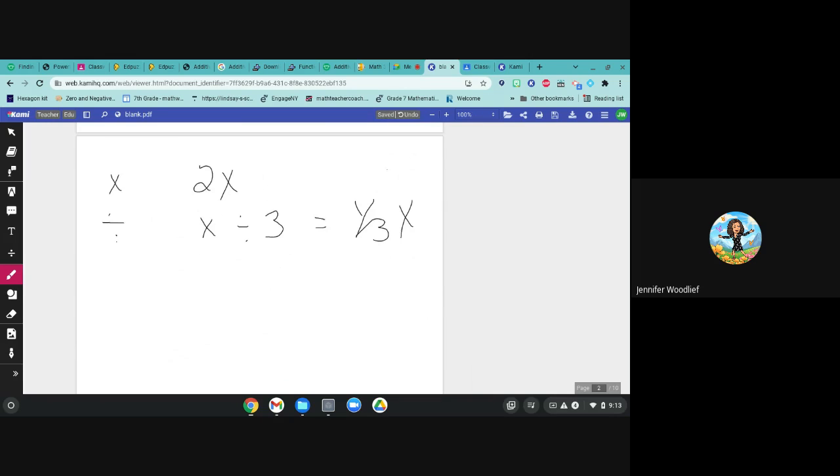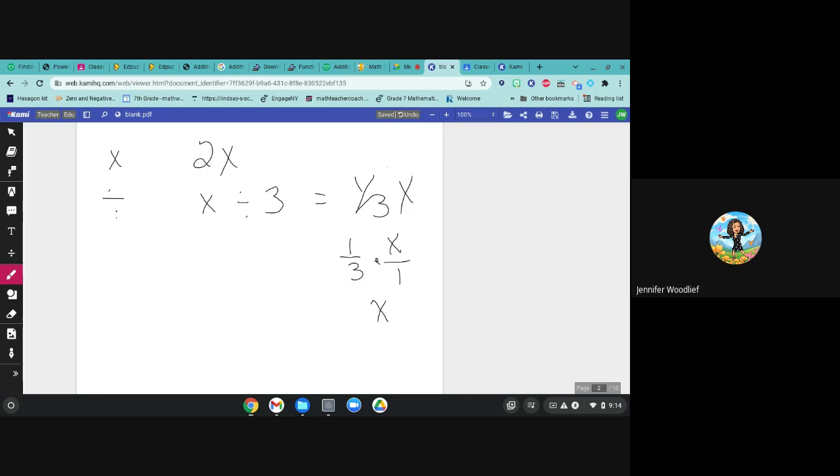And here's why. You may have trouble with that one. If you think of multiplying this, I can make x a fraction by putting it over 1. And then if I multiply my two top numbers, and then I multiply my two bottom numbers, I still get x divided by 3, correct? Yeah. So that's why that's the same as 1/3 times x. So you can rewrite that division statement as a multiply statement.